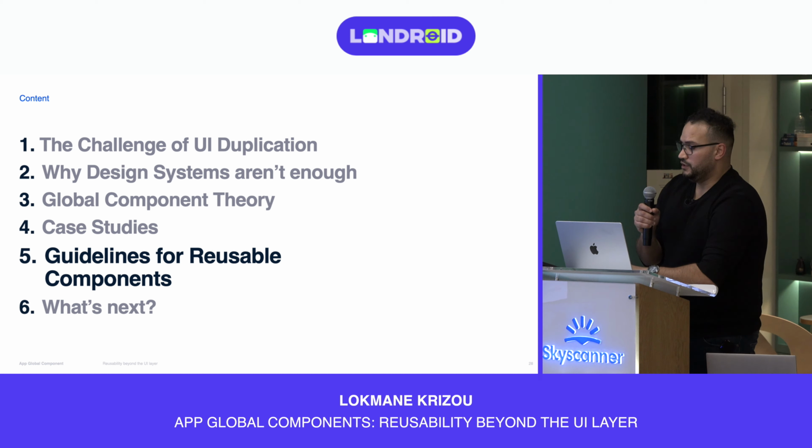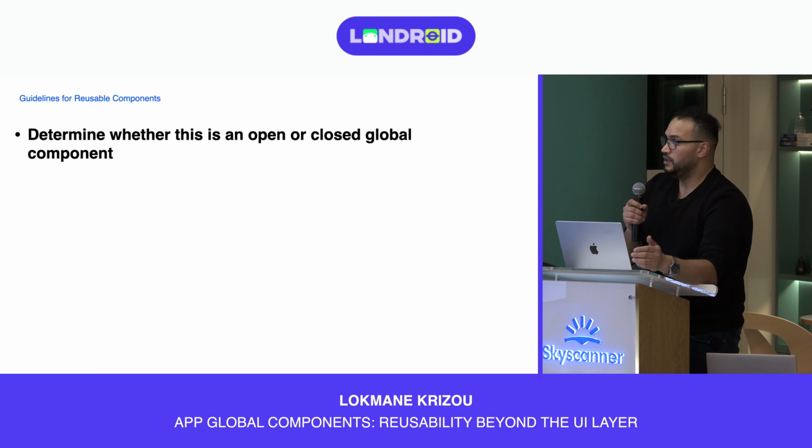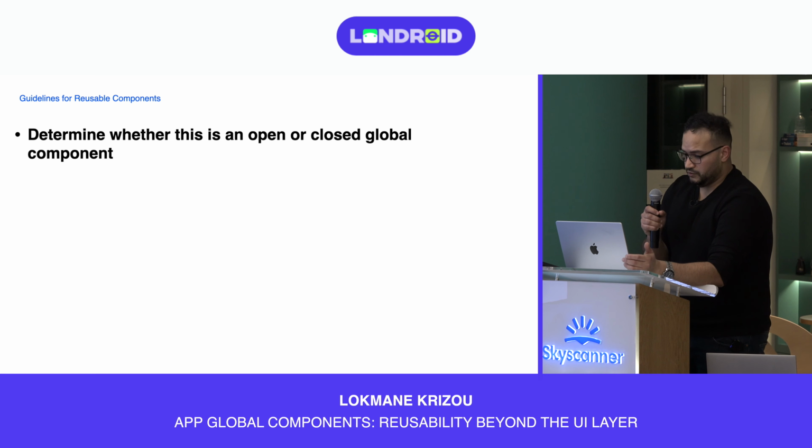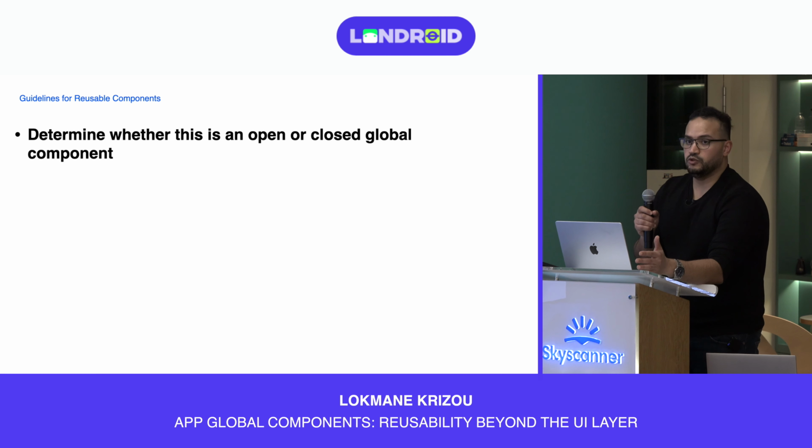And once we set up everything, we went and wrote some guidelines to make sure that for any future components that we need to write, we have determined guidelines. So the first one was, before you start, you need to determine whether you are creating an open global component or a closed global component. And as we mentioned before, the closed one is just an isolated feature that exposes the API. So if you are going to create one of those, it's as simple as that. You just put it in one module and expose your API.